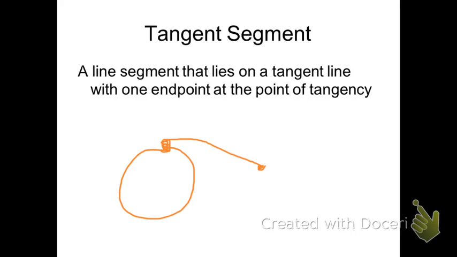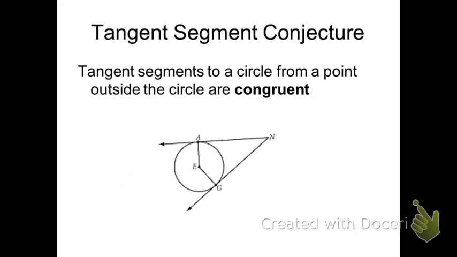And there's one special thing about tangent segments, in that if you have two tangent segments to a circle from the same point outside the circle, then those tangent segments are congruent. So let's say that we started by drawing this point N right here, and then we drew segment AN, and then segment NG, then we know that AN is congruent to NG, because both those segments are tangent to the circle, and they both have the endpoint N.